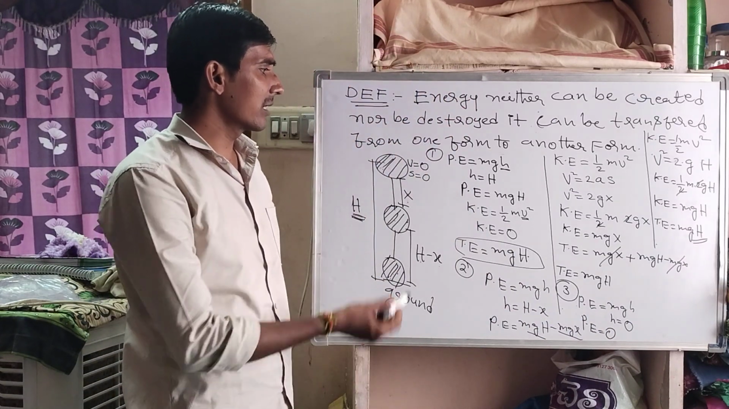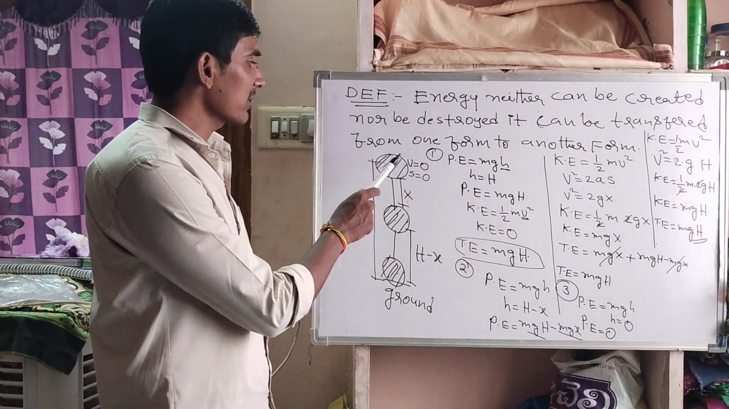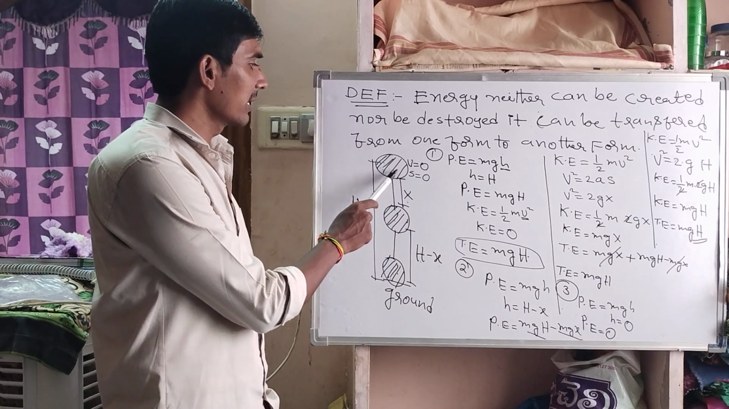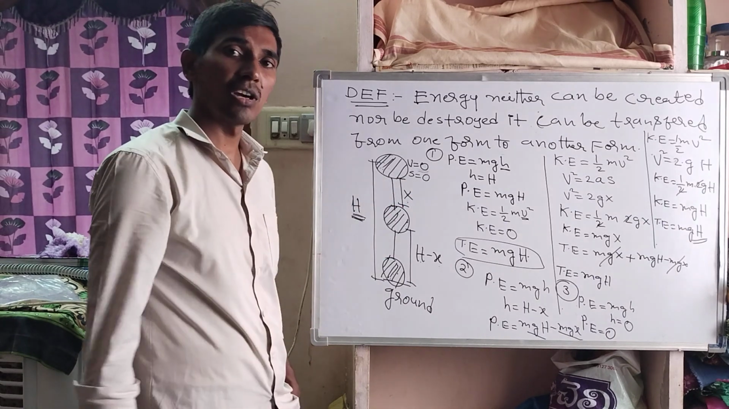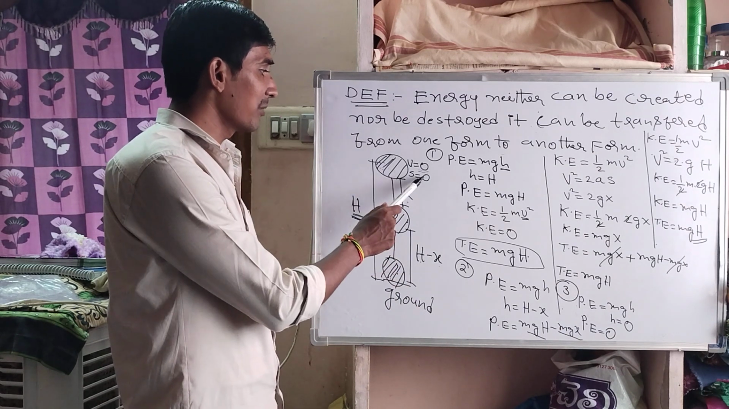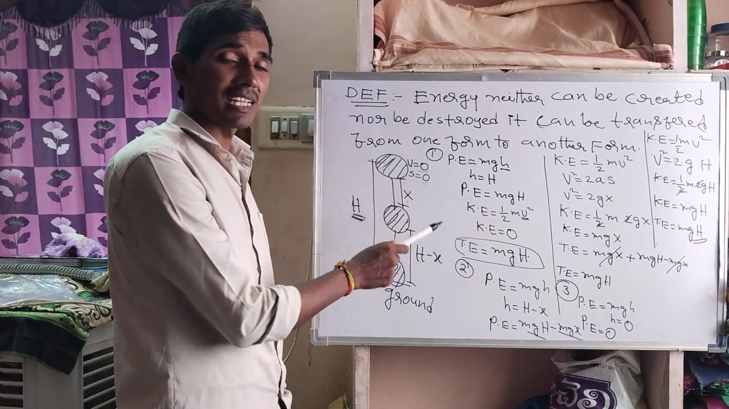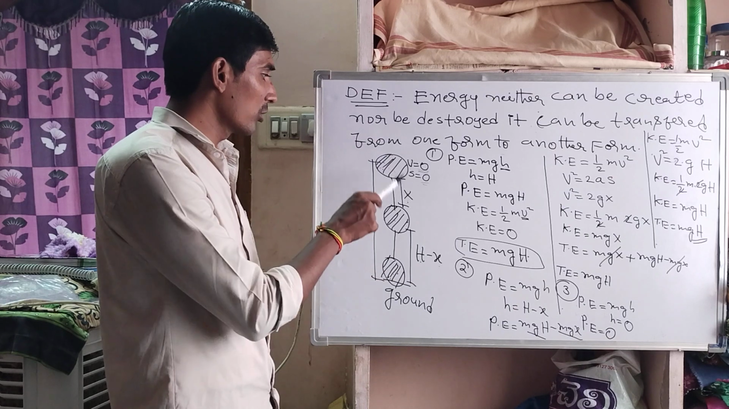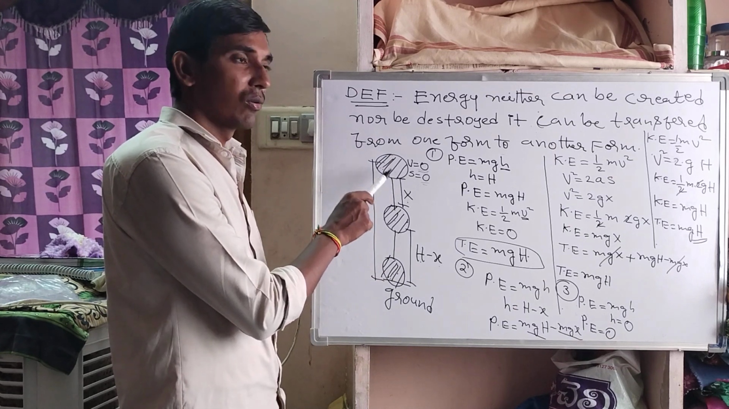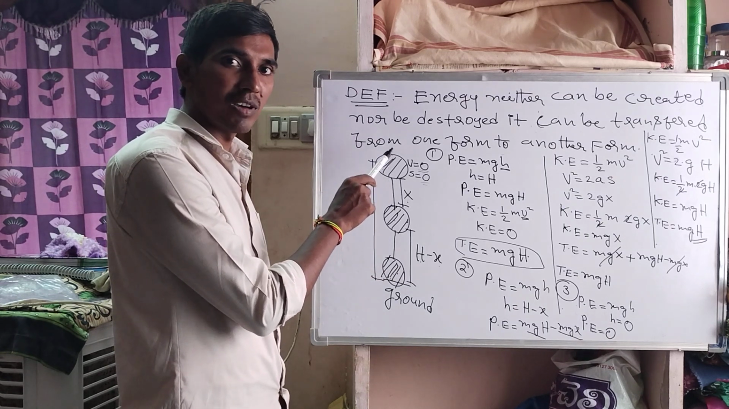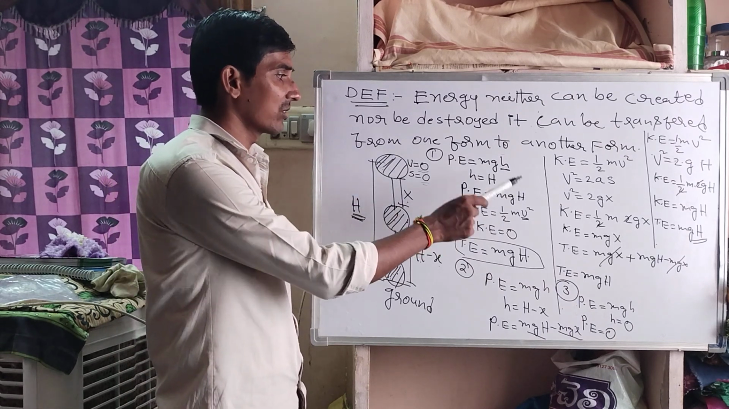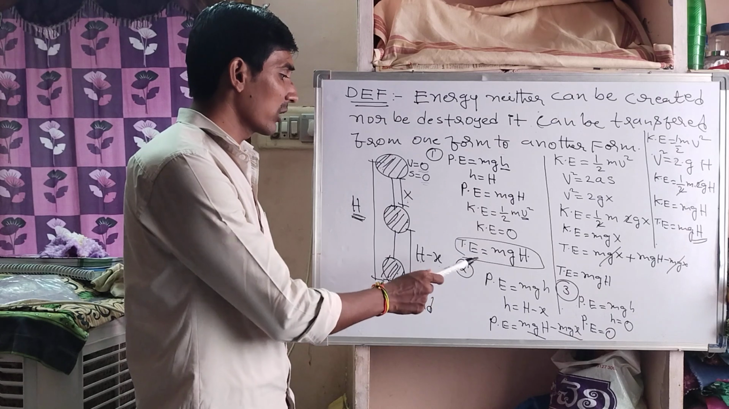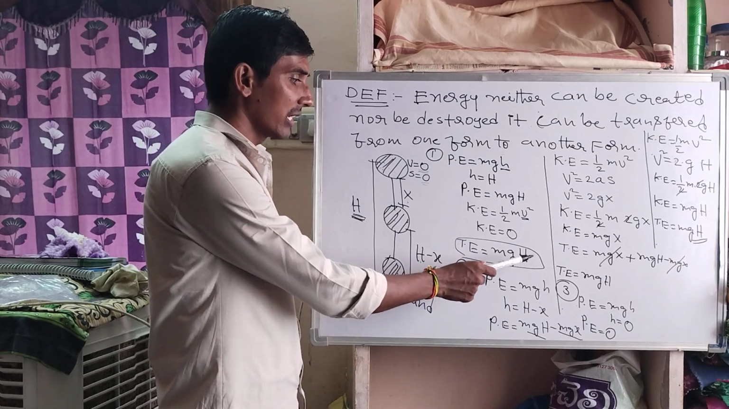But you can see that in the first position of the object, the velocity is 0, so the kinetic energy is also 0, and the displacement is also 0. Here only one energy is possible, that is potential energy mgh. The total energy is also mgh.